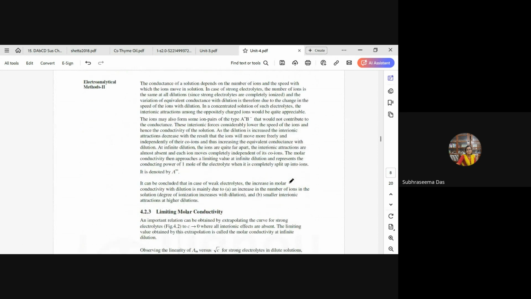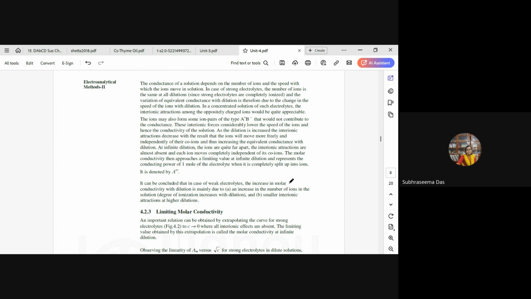So the conductance of a solution depends on the number of ions and the speed with which the ions move in solution. In case of strong electrolytes, the number of ions is the same at all dilutions, because strong electrolytes are almost completely ionized, and the variation of equivalent conductance with dilution is due to the change in the speed of the ions. But when we take a concentrated solution of such electrolytes, the interionic attractions among the oppositely charged ions would be quite appreciable. The ions may also form some ion pairs of the type A plus B minus that would not contribute to the conductance.